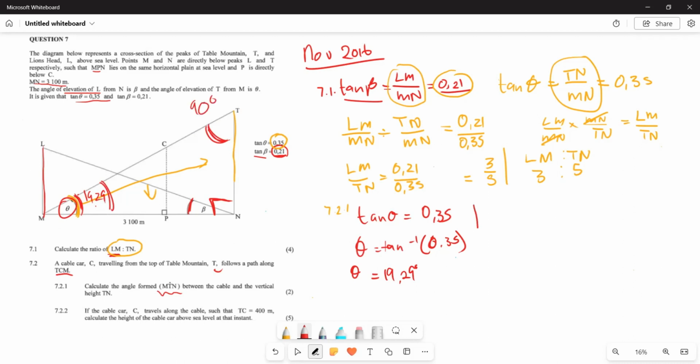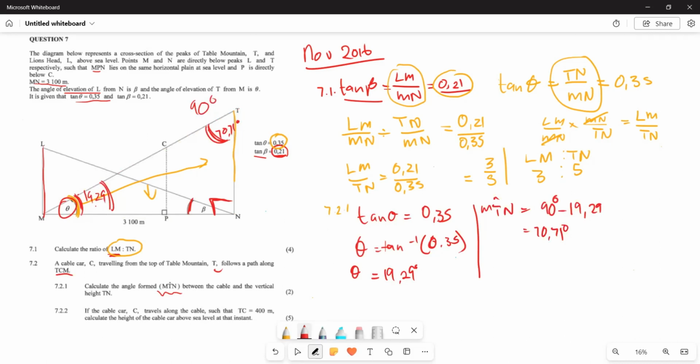So the angle that you're looking for, which is your angle MTN, which is this angle, in this case is going to be 90 degrees subtract 19.29, right? And what is going to be that? This is going to be given by 70.71 degrees that you're going to find in here, right? Hopefully this will make sense to you.